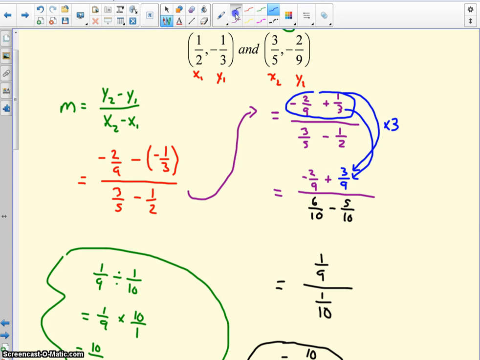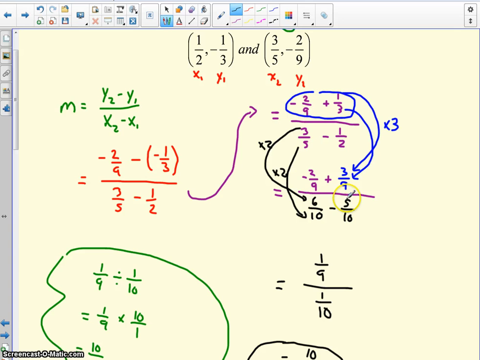For the denominator, I said, okay, I've got 5 and 2, so the common denominator there is 10. To get from 5 to 10 is multiplying by 2, so I do the exact same thing to the numerator: 3 times 2 to get 6. Similarly with the 1 over 2, to get from 2 to 10 is multiplying by 5. 1 times 5 gives me 5.